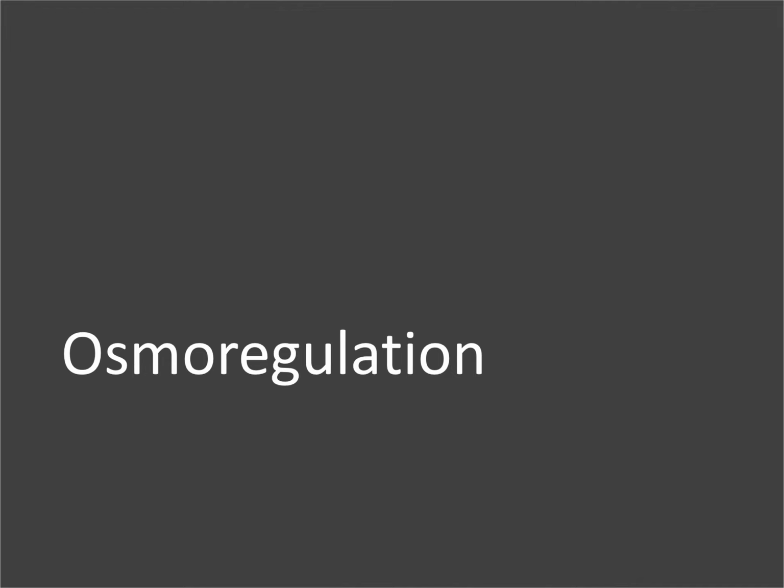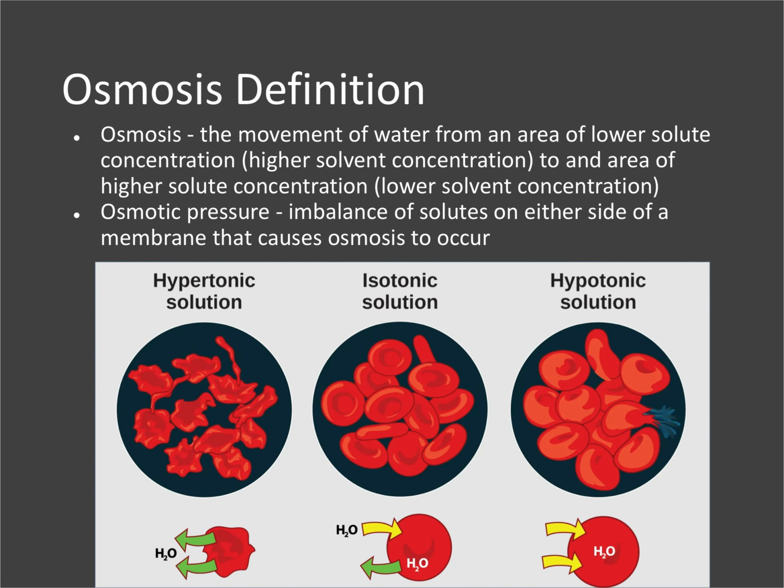In this video, we're going to talk about osmoregulation. So let's start by doing a review of what osmosis is. Osmosis is a type of transport across the cell membrane, and specifically osmosis is the movement of water from an area of lower solute concentration to an area of higher solute concentration.